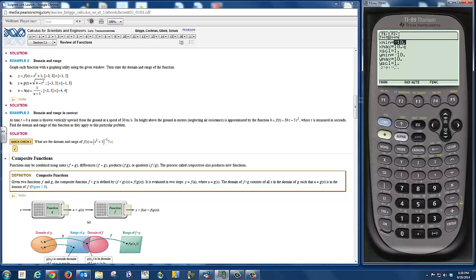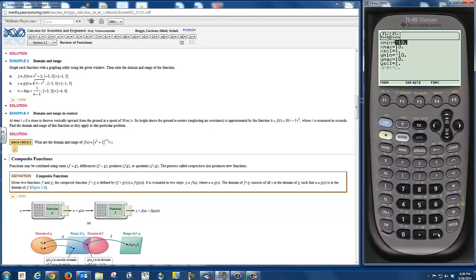This is the default window from -10 to 10, but we would like the x to run from -3 to 3, so we'll change that. Use the down arrow to 3. The next one, x scale, that just tells you the value for each tick mark. We'll leave that at 1. Y we want to run from -1 to 5. And again, we'll leave the scale at 1. And now we want to graph it. So that's above the F3. And there is our graph.